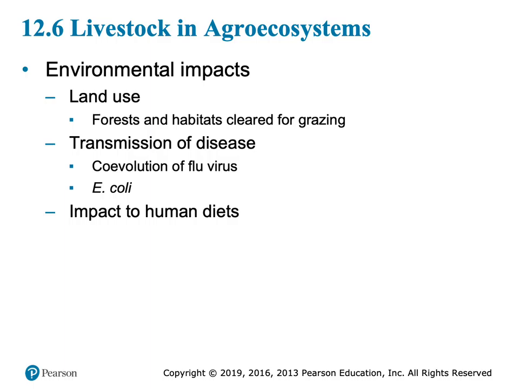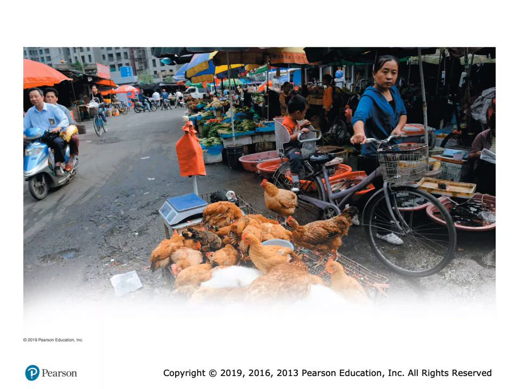Humans share many diseases with their domestic animals. For example, some strains of the flu originate in poultry that are raised and sold in unsanitary conditions. Probably where COVID came from, they're saying bats. So anyway, domestic animals and human health are very connected.